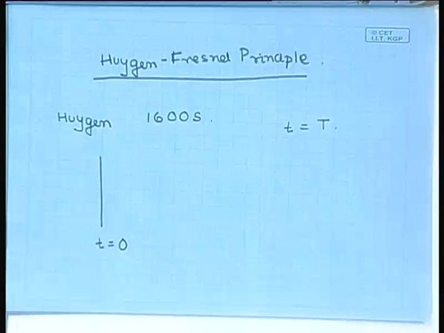So, let me state the problem again. There is a wave, we would like to study the propagation of this wave, and you are given the information that at a certain time, t equal to 0, I know the wave front. I have drawn the simplest possible situation here where the wave front is a plane wave, and we would like to study the evolution of this wave. So, the question is, at a later time t equal to capital T, what does this wave front look like? And what Huygens proposed is as follows. Huygens proposed that you handle this problem as follows.